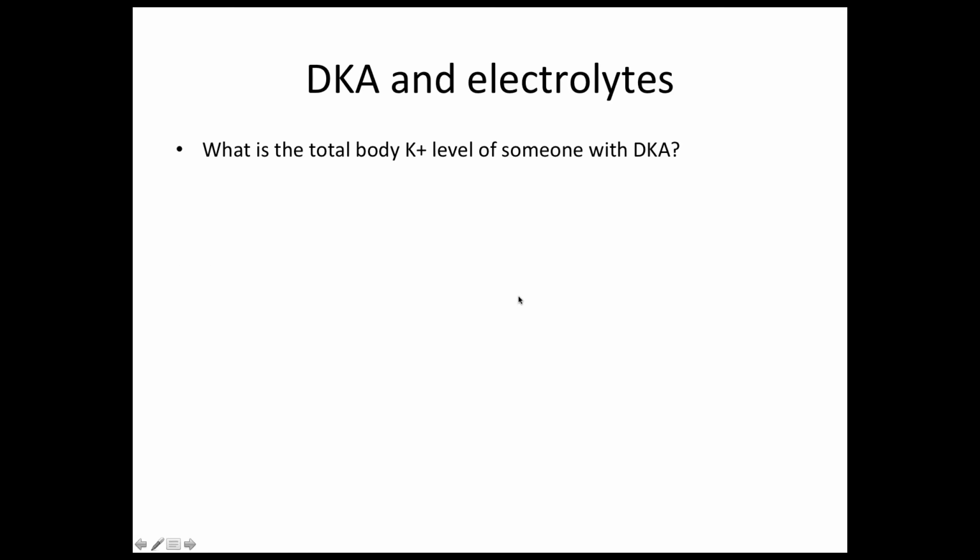Okay. What's the total body potassium of someone in DKA? Normal or high? Actually, it's neither. Low. It's low. Okay. So why is it low? Why is the total body potassium low? Because it's been used as a buffer almost, because DKA is the ketoacidosis. I don't know if buffer is the right term. Brendan, what do you think?